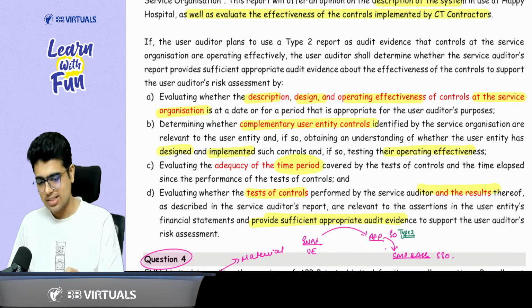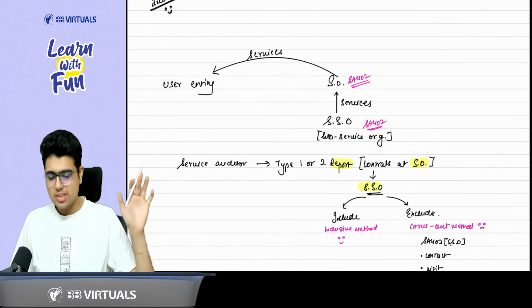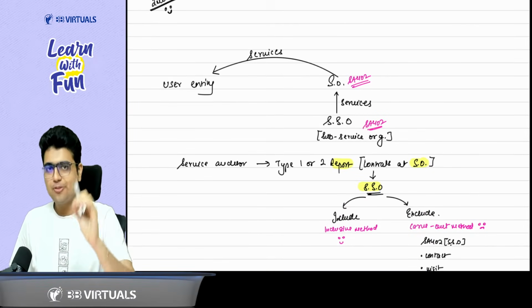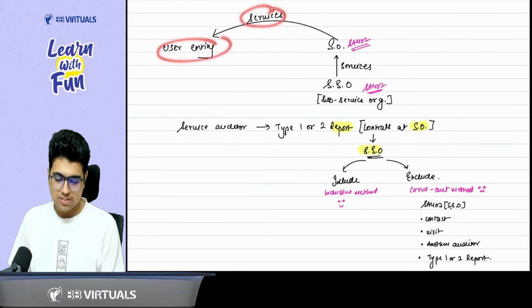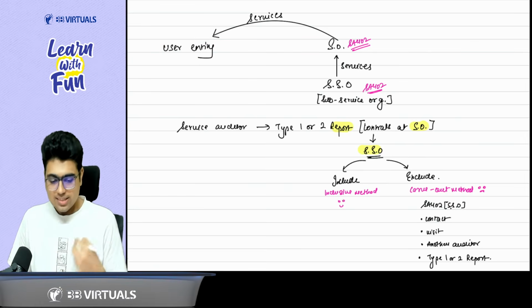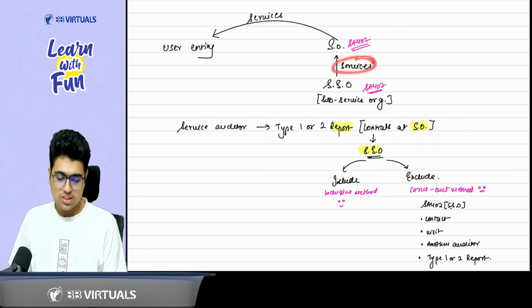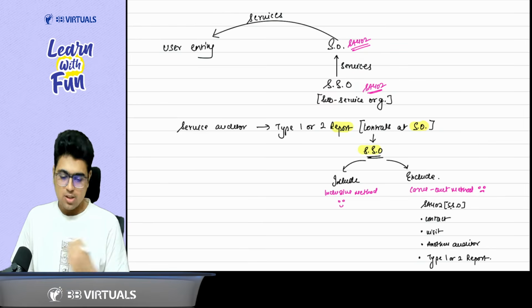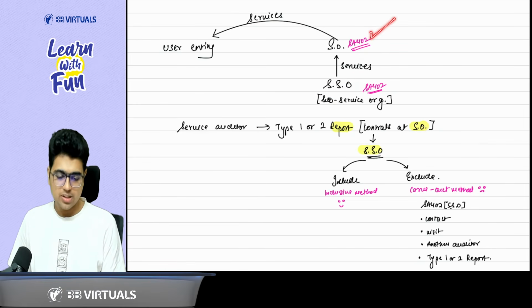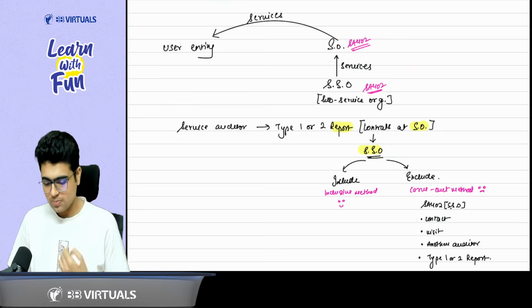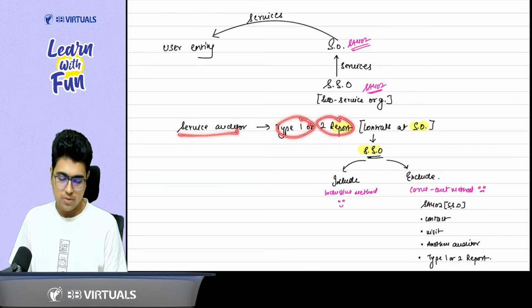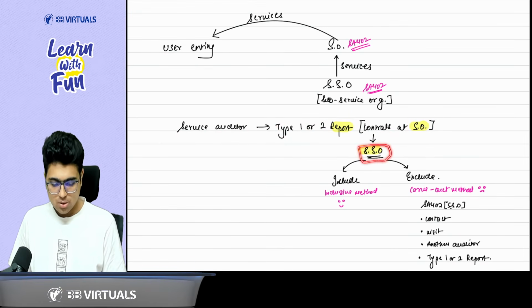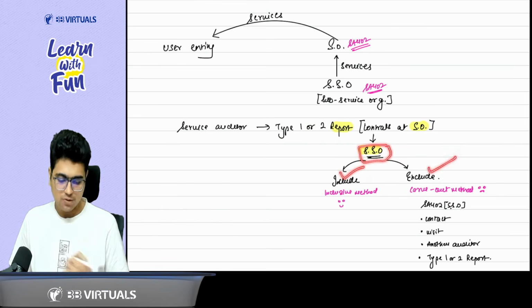Clear, boss? Clear, sir. Then we discussed a small concept. This concept is not given in the study material, but it is relevant for you to solve a question. Generally, a user entity outsources the service to a service organization. Sometimes the service organization also outsources the services to a sub-service organization. So the way SA 402 is applicable to the service organization, the same way it is applicable to the SSO. When the service auditor is providing the type 1 or type 2 report about the controls at the SO, about the SSO he can include the information or exclude the information.